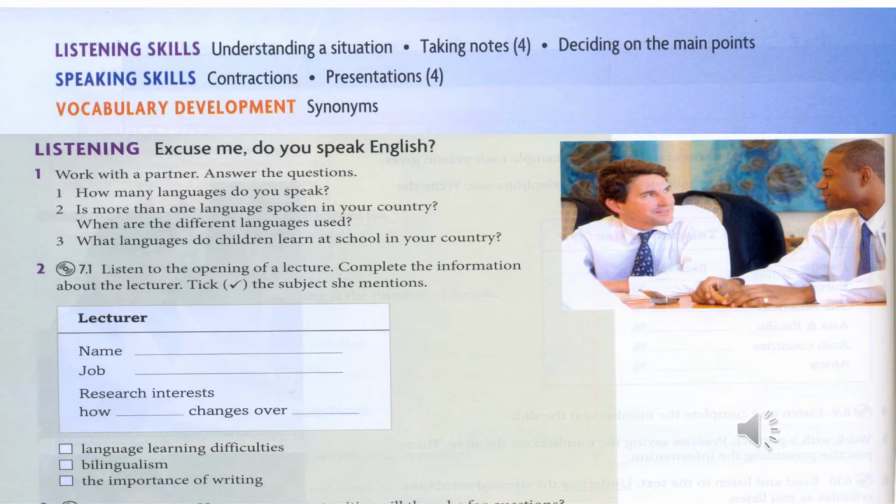this unit. In the vocabulary part, we will learn how to use synonyms, which means two words with the same meaning. So let's start here with the first exercise, which is about listening. If you look at the picture here, we see two men wearing formal dresses and they are talking maybe about some business or something.